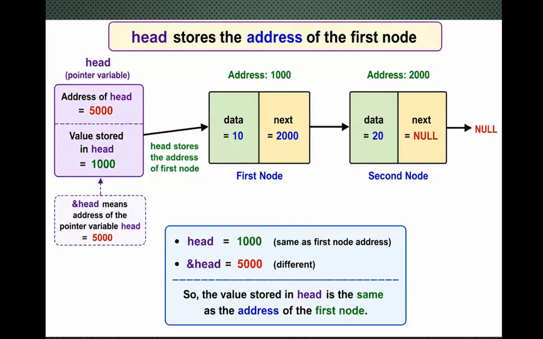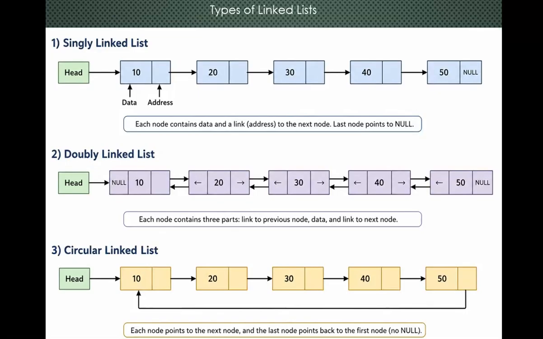Look at the first node. The data is 10. The next is 2000, which is the address of the second node. The second node is the last node in the list. So head is equal to 1000, which is the same as the first node's address. Ampersand head is 5000. So the value stored in head is the same as the address of the first node. Moving on to the types of linked list.